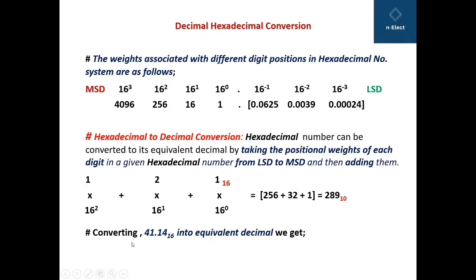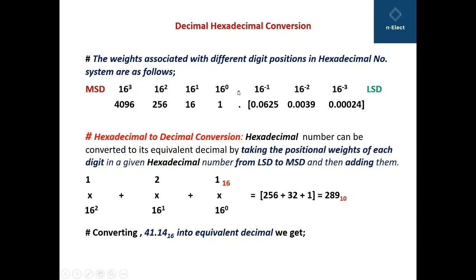Now we will take one more example where the fractional hexadecimal number is shown, that is 41.14 hexadecimal, and we have to convert it into the equivalent decimal. Now we will have to use this point as a decimal point. So this point will be treated as the hexadecimal point.